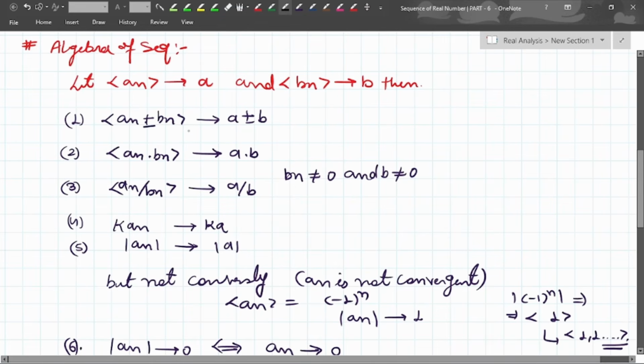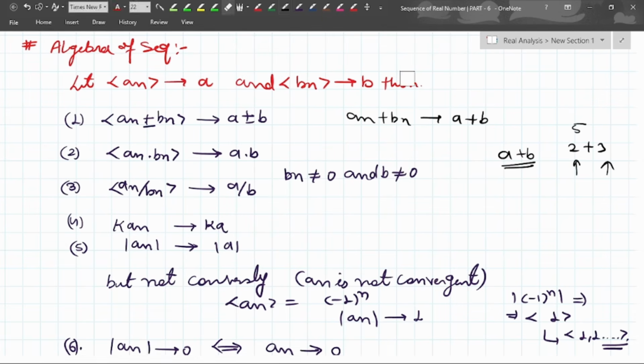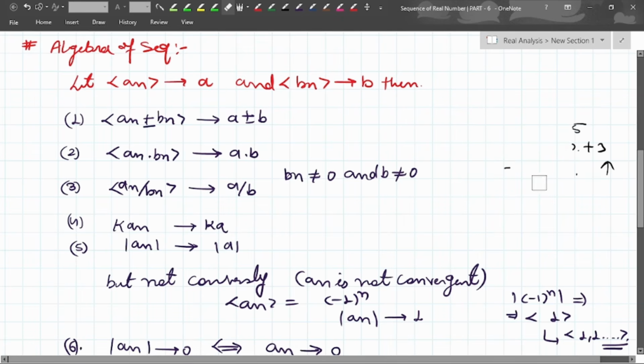If the addition of the sequences is converging to, let's say, a plus b, it is not like that each converges. If it is converging to a plus b and I divide by any number, let's say 5, it means 2 plus 3. So it does not mean that one of the sequences will converge to 2 and the other will converge to 3. It is not like that. So keep in your mind that the converse is not true.